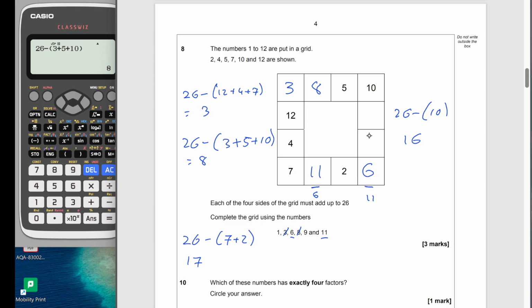And then the 1 and the 9, I can't see any reason why I can't put them in either way around. Let me just read the question again. Each of the four sides of the grid must add up to 26. So it doesn't really matter which way around these go. So I'll go 1 and 9, but those two could be either way around.